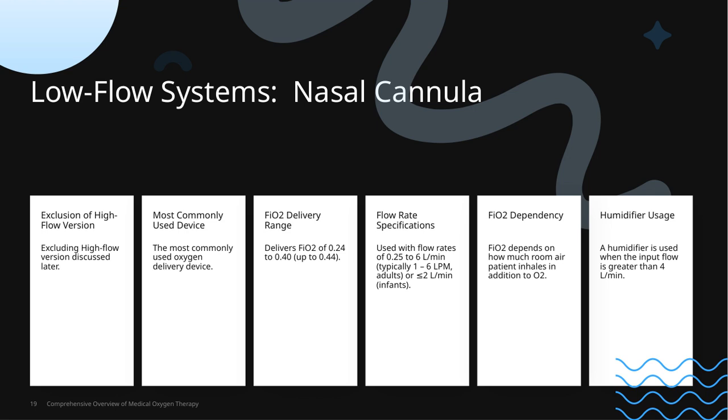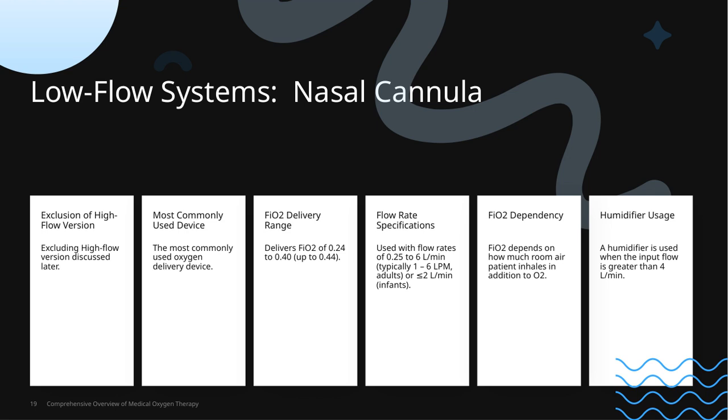Regarding flow rate specifications, nasal cannulas are typically used with flow rates ranging from about 0.25 to 6 liters per minute. For adults, the common range is between 1 and 6 liters per minute, while for infants, it's usually less than or equal to 2 liters per minute.